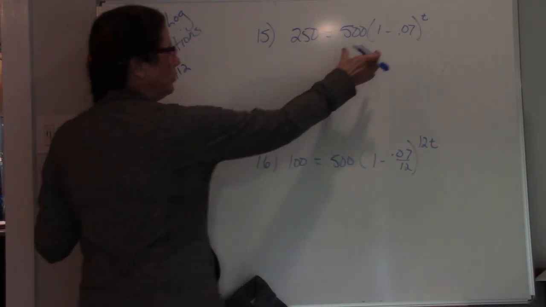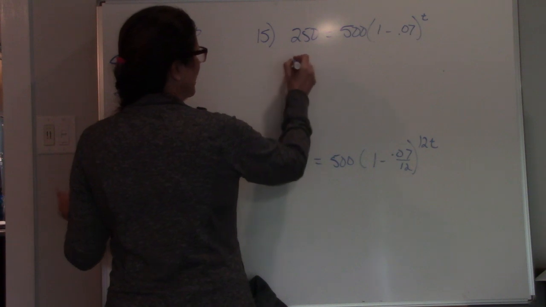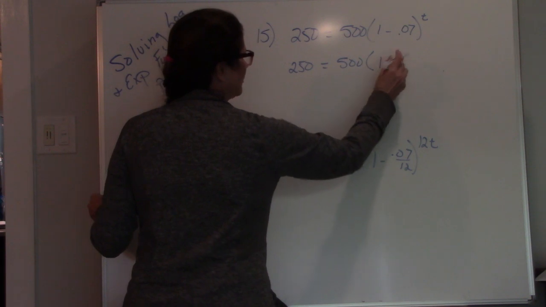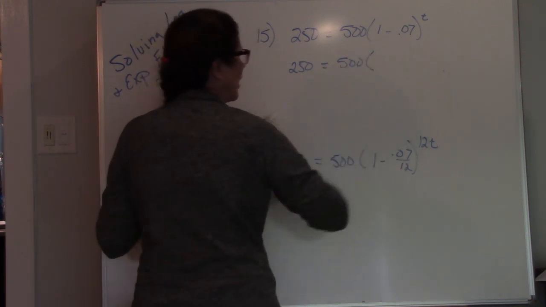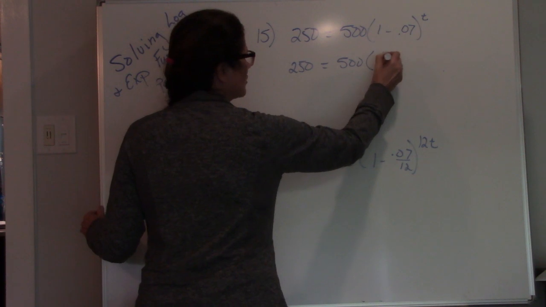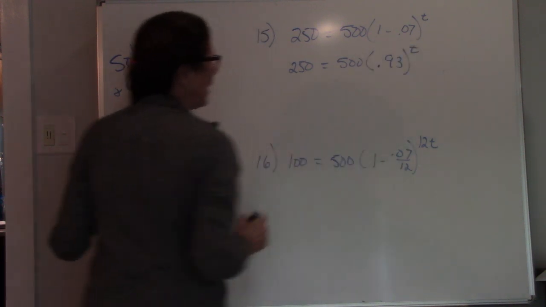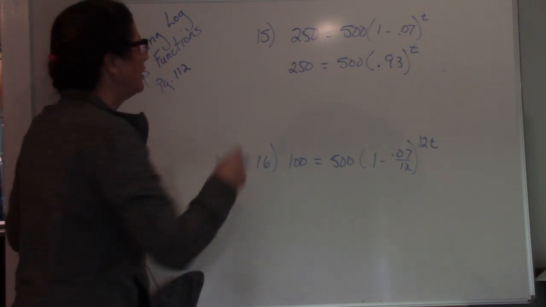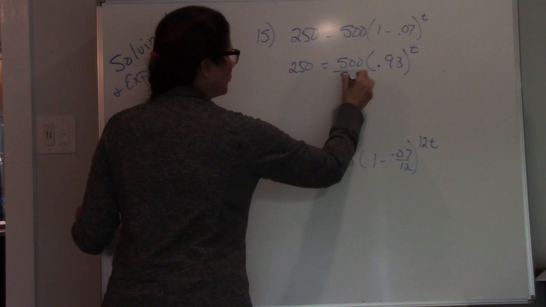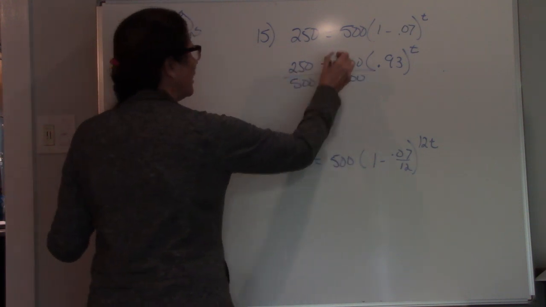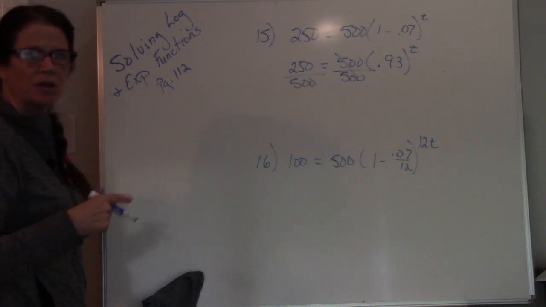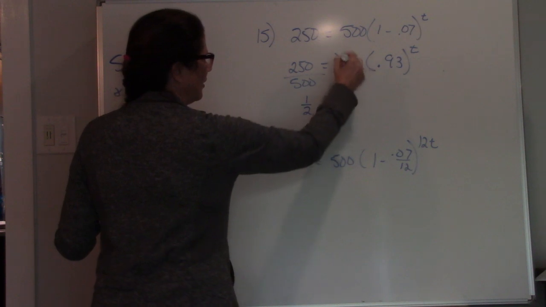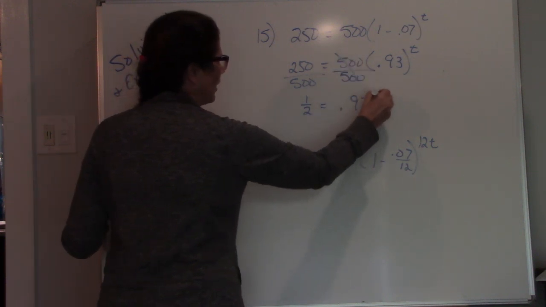Within the parentheses, we can go ahead and put that together. So I have 250 equals 500 times 1, oops, sorry, we're not adding, we're subtracting. 1 minus 0.07 is 0.93 raised to the t power. Go ahead and get the calculation within the parentheses first. Now I'm going to divide off the 500, and the reason I do that is I want to isolate that exponential function. So 250 divided by 500 is 1/2. That canceled, so I have 0.93 raised to the t power.